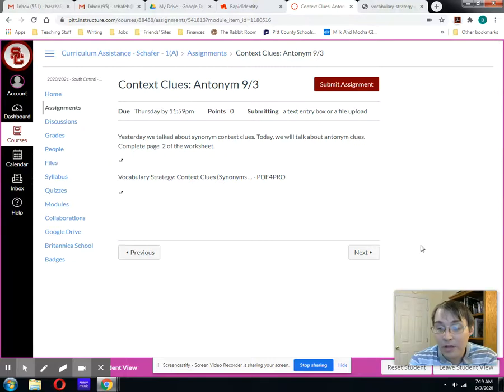Good morning. Yesterday we talked about synonym context clues, where you were looking for a word in the sentence that meant the same thing as the word you were trying to define.